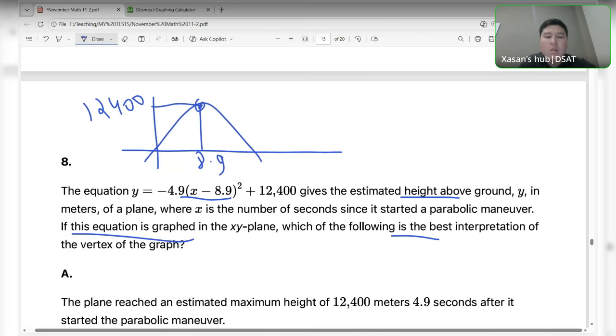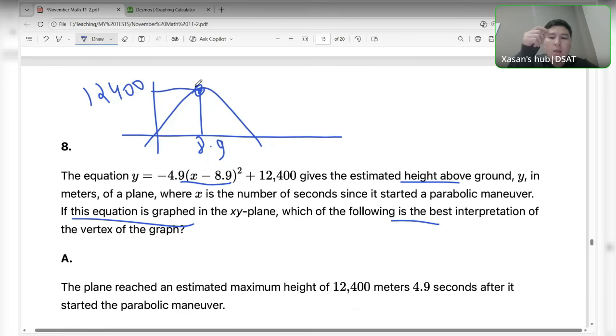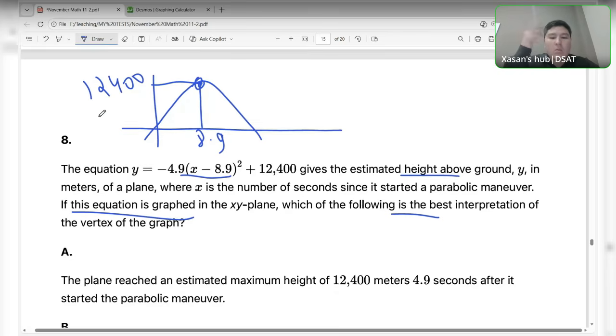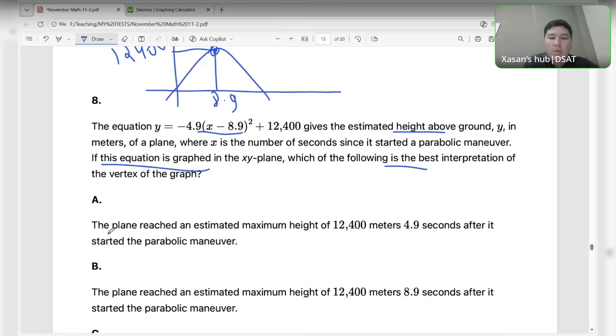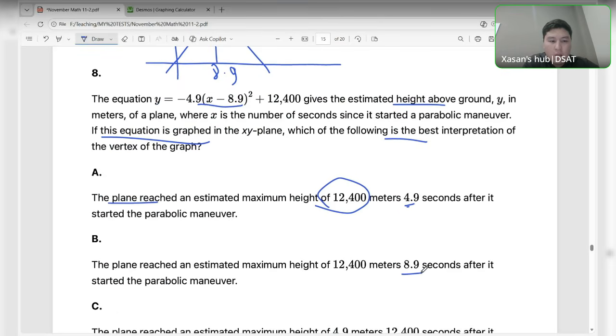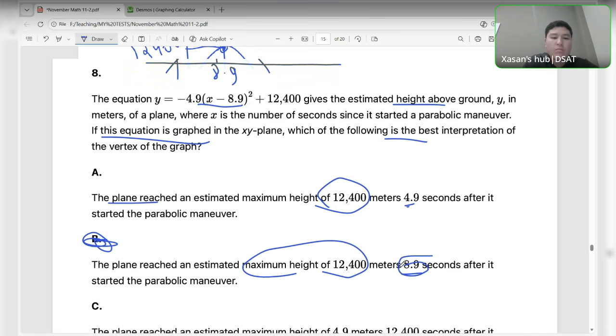These are the vertex coordinates, and the vertex always represents the maximum or minimum point. And here it is the maximum point, so you can say that after 8.9 seconds it reached the maximum point, which is 12,400. And find which of these is matching. The plane reached an estimated maximum height of 12,400 meters, 4.9. No, it is not 4.9, it is after 8.9, and then the answer is B. The maximum height and the time are matching, that's all.